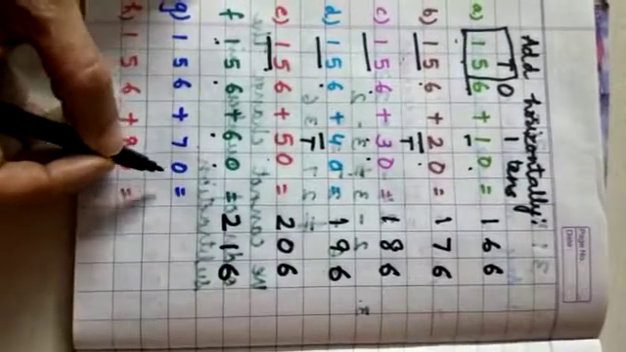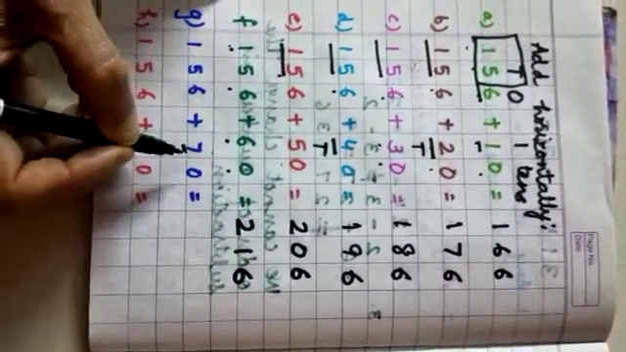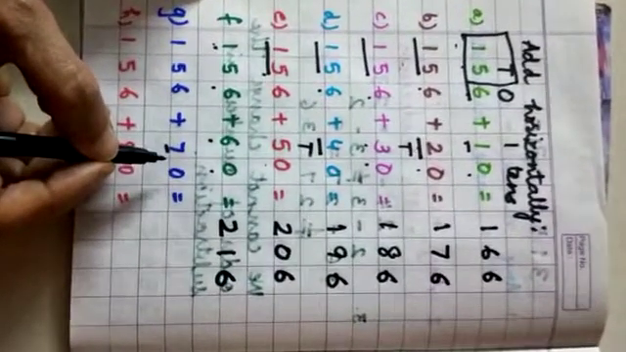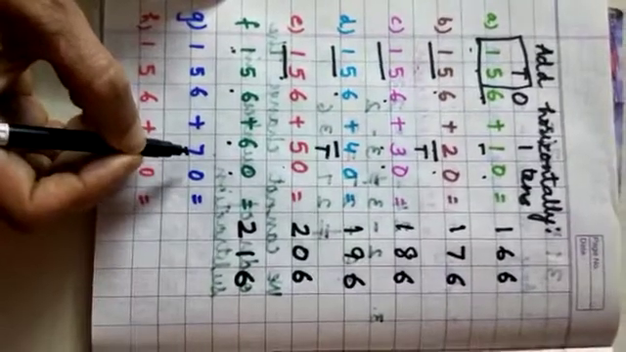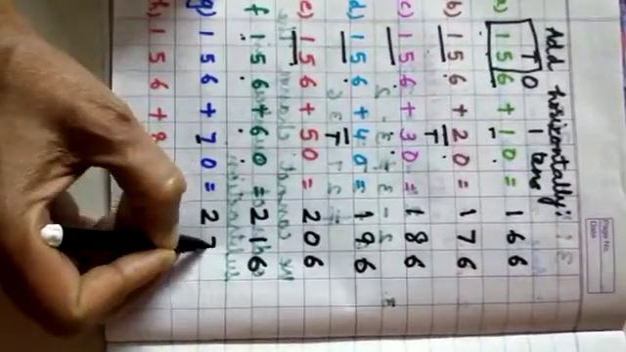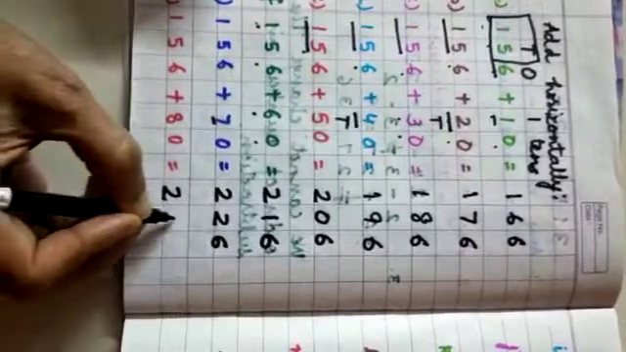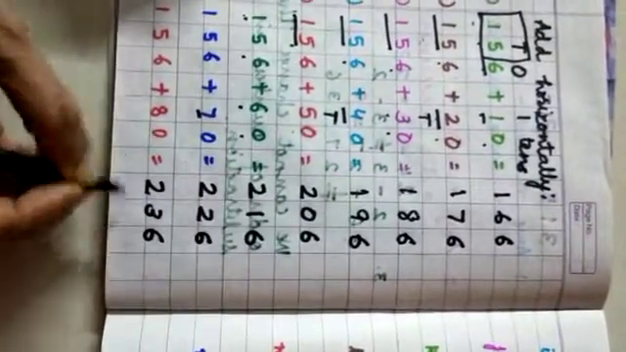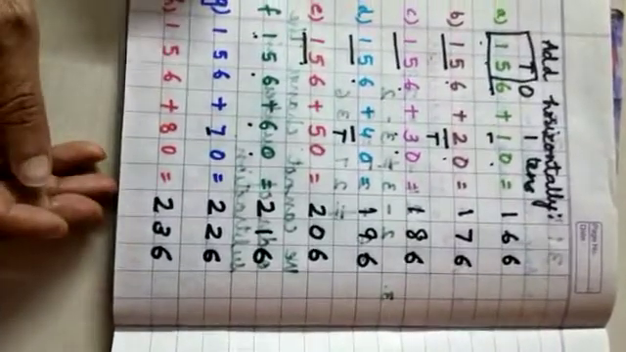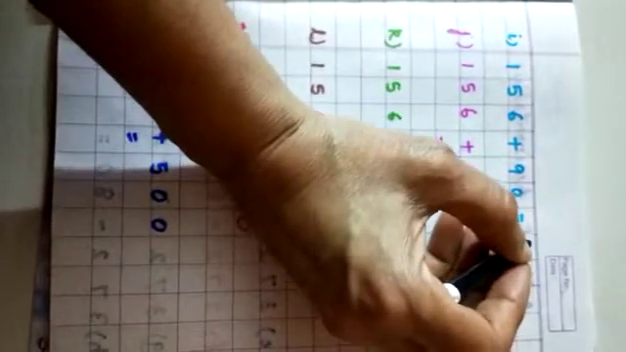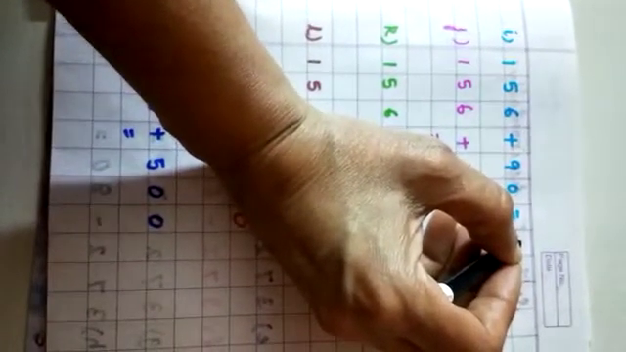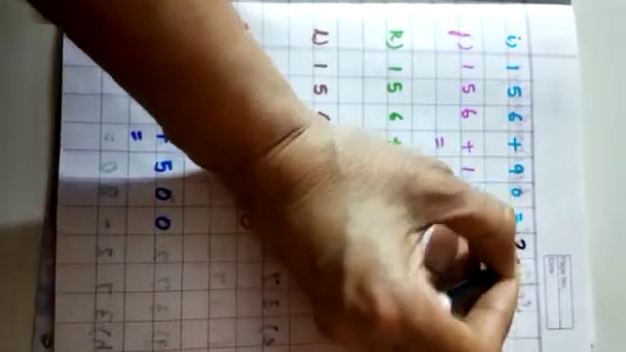156 plus 70: 15 plus 7 tens. 16, 17, 18, 19, 20, 21, 22. 22 tens and 6 ones. 15 tens plus 8 tens is 23 tens, plus 6 ones becomes 236. 156 plus 90 is 15 plus 9: 16, 17, 18, 19, 20, 21, 22, 23, 24 tens and 6 ones.